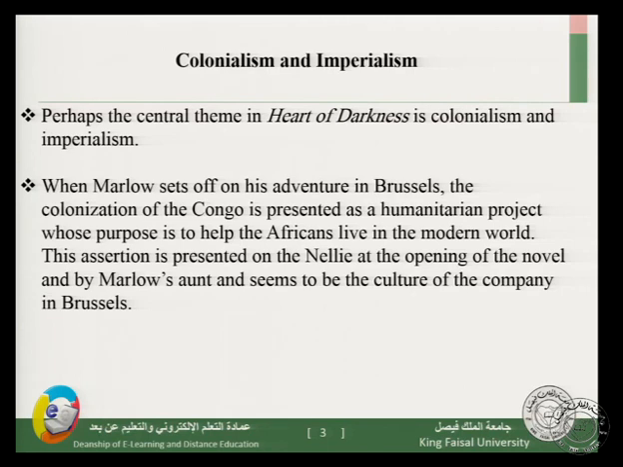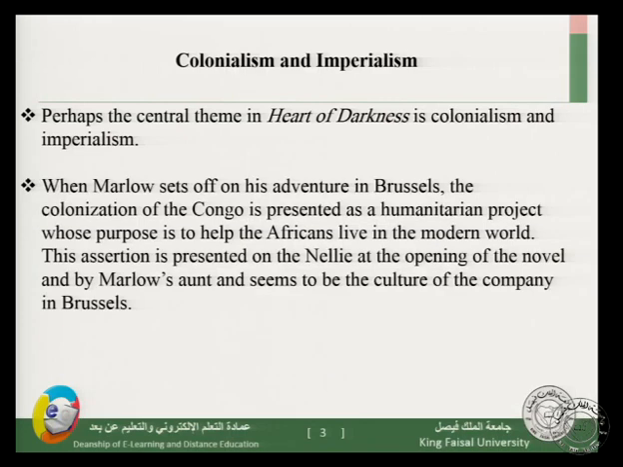When Marlowe sets off on his adventure from Brussels, the colonization of the Congo is presented as a humanitarian project whose purpose is to help the Africans, to help them live in the modern world, to educate themselves, to acquire technology. You remember that in the beginning of the novel, these are the ideas that are presented to us. These are the ideas that Marlowe's aunt tells him when she gets him a job in the company. She tells him that she's proud of him, that he's going to help enlighten those savages.